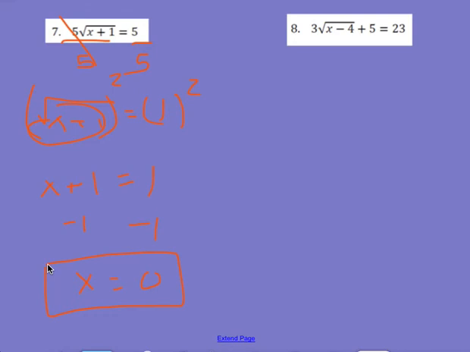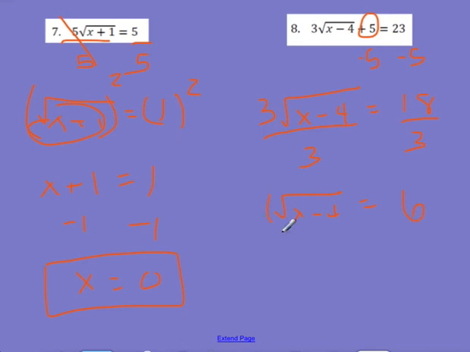Let's take a look at number 8. We need to think about our order of operations when we're solving equations. The first thing you want to do when you have multiple steps like this to isolate is get the constant, the thing that's being added or subtracted, over to the other side first. So the first thing I'm going to do is subtract 5 from both sides. Then I get 3 times the square root of x minus 4 is equal to 23 minus 5, which is 18. Then I'm going to divide both sides by 3, and I get the square root of x minus 4 equals 18 divided by 3, which is 6.